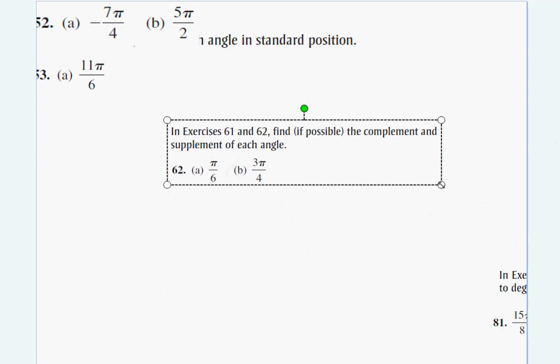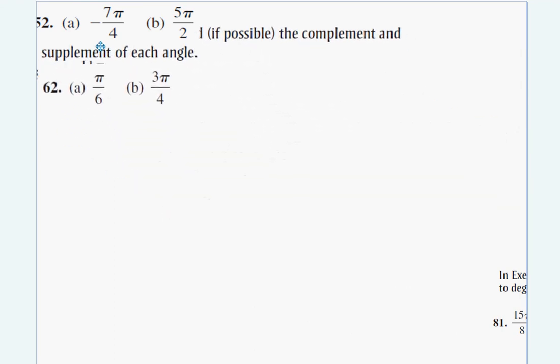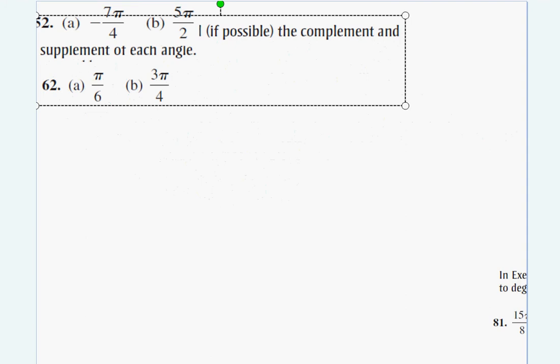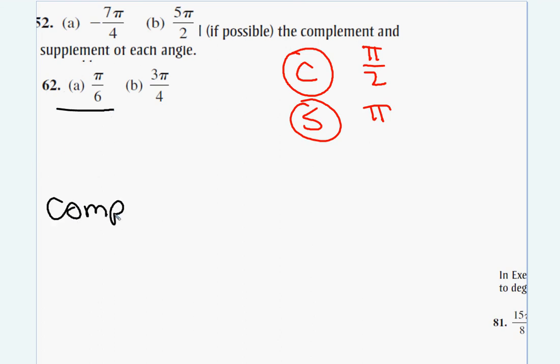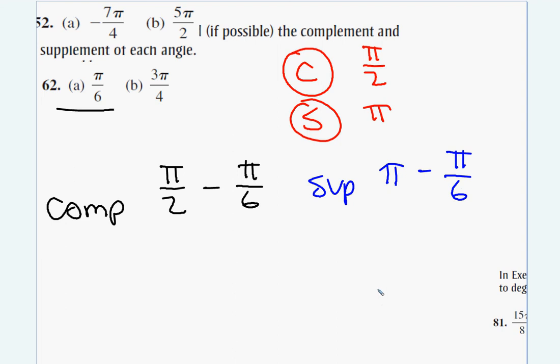62. Complement and supplement if possible. So just a little scratch work here. Remember, complements are going to add up to pi over 2. Supplements add up to 1 pi. So for letter A, the complement is going to be pi over 2 minus the given angle pi over 6. And the supplement is going to be 1 pi minus the given angle.